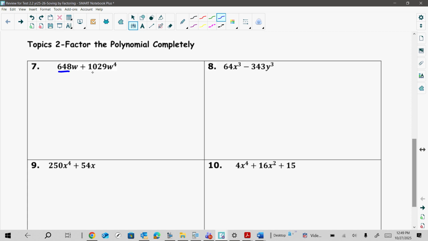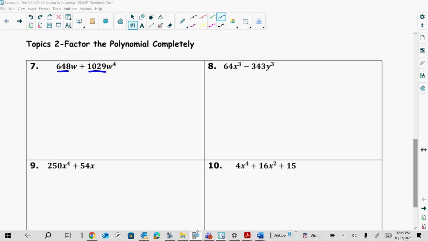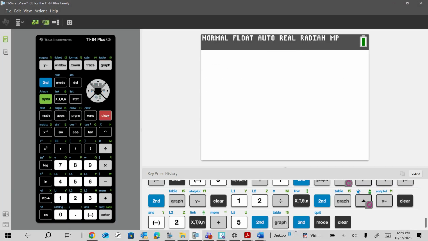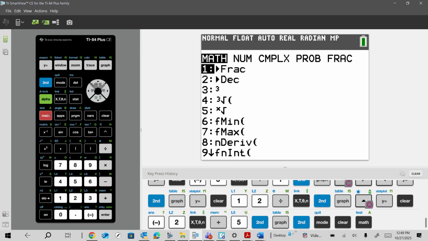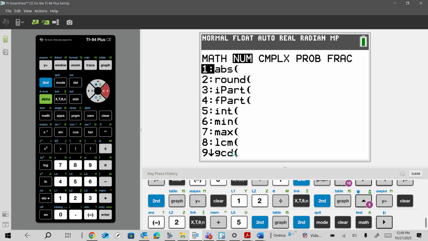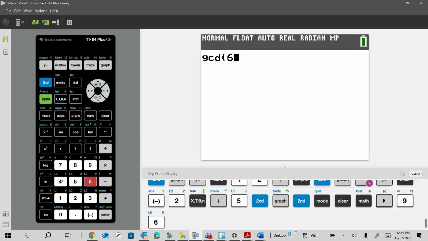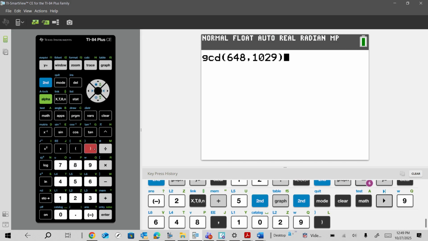Always check for a GCF first. And if you forgot, remember your calculator can do that for you. Let me clear this. Remember, if you hit math and then arrow to the right and pick number 9, GCD, then we can put 648, comma 1029. And the GCF between them is 3.